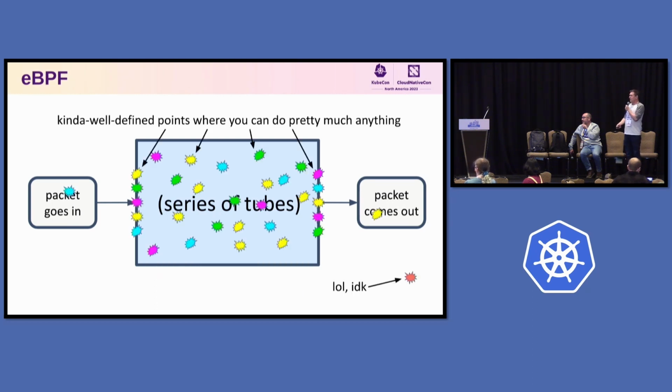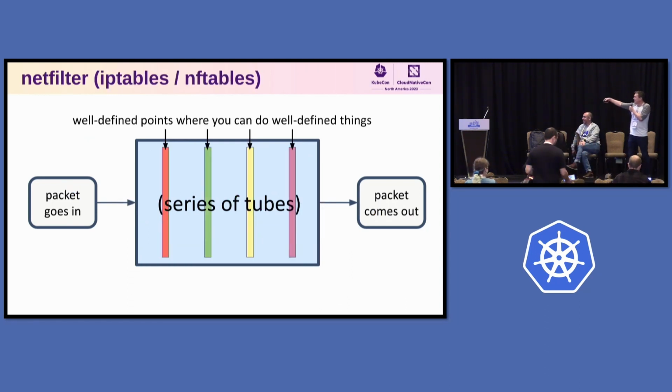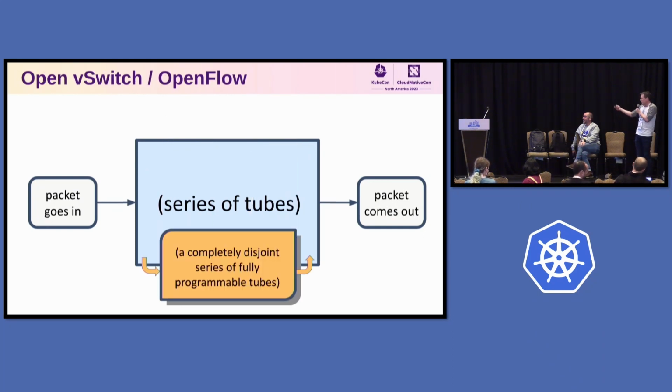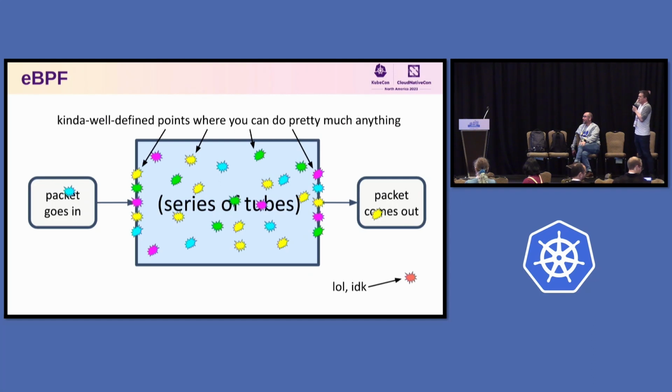Then there's eBPF. So unlike the IP tables model, where you have a well-defined set of things that you can do, eBPF's model is you can plug in so many different places. There's definitely a cluster of places you can plug in right at the beginning where the packet goes in, and a cluster of places where you can plug in right where the packet comes out. But in general, anything goes. You can do all sorts of weird things. It's cool.